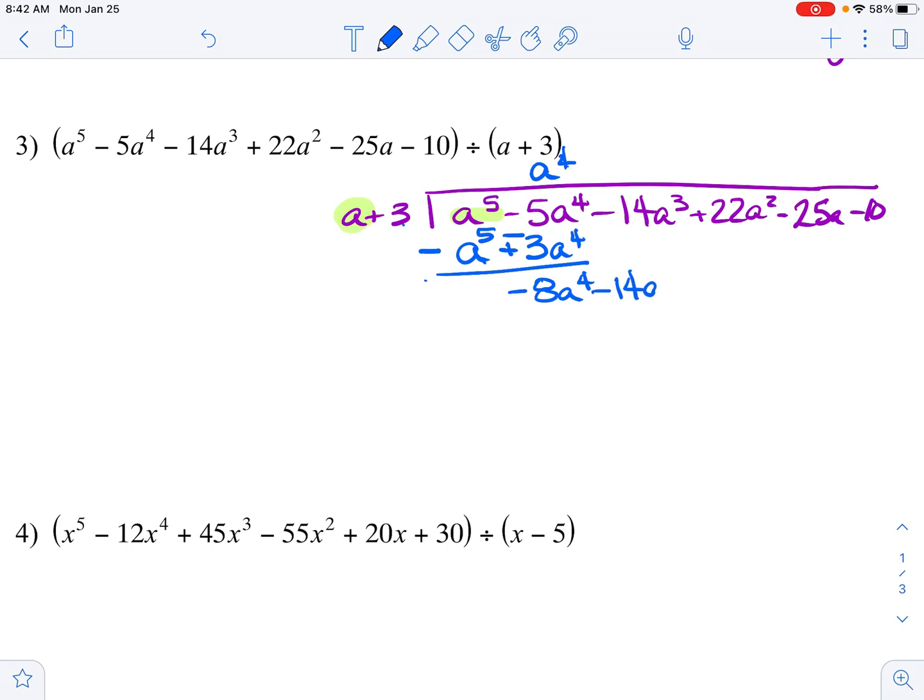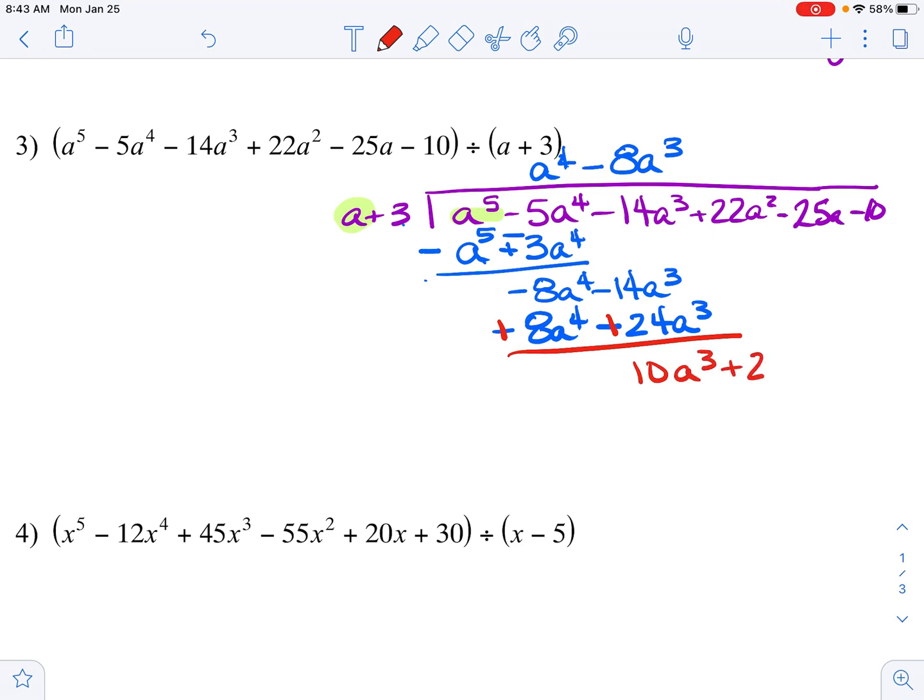Bring down, and then we multiply again. So this time we're going to multiply it times negative 8, a to the 3rd. So a negative times a positive is a negative. 8 times 3 is 24, a to the 3rd, negative 8a to the 4th, and again we do opposite, opposite, and add. This gives us a positive 10a to the 3rd, and we bring down our next term.